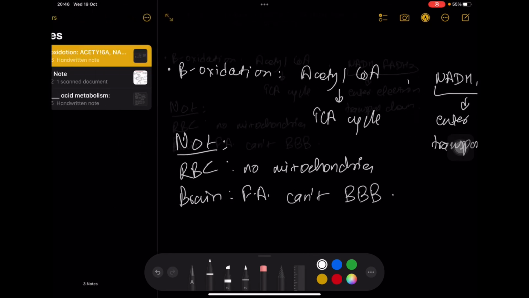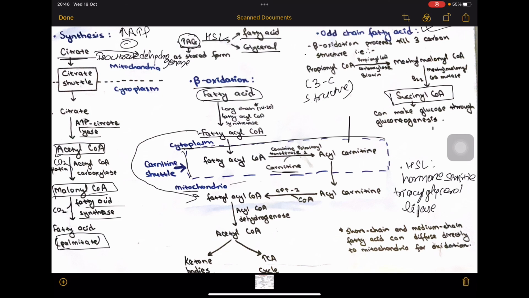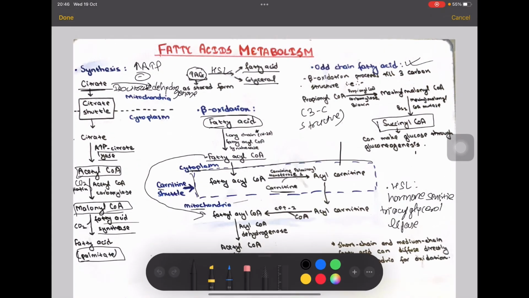Another important thing to know about beta oxidation is carnitine, which we have already discussed in the carnitine shuttle. Carnitine comes from our diet, which is very important. And another important thing is that NADPH is used in the formation of malonyl CoA and fatty acids, and this NADPH comes from the HMP shunt.